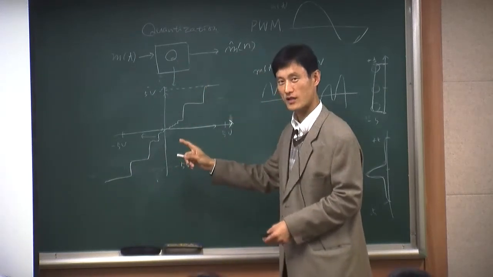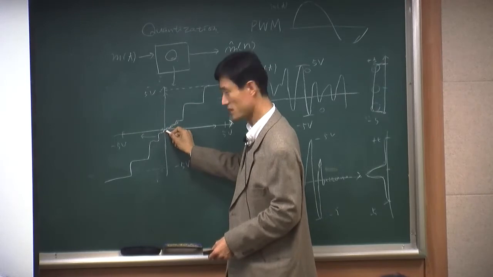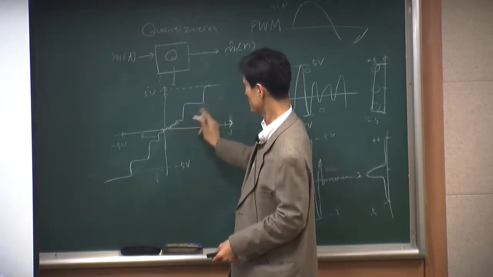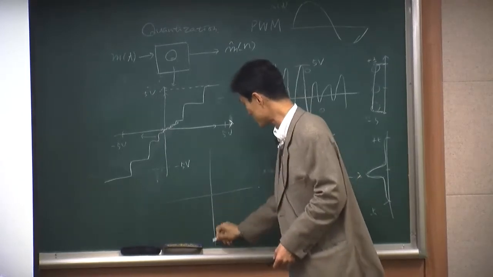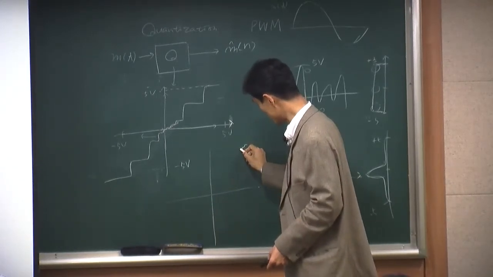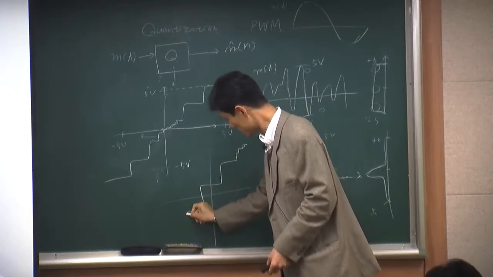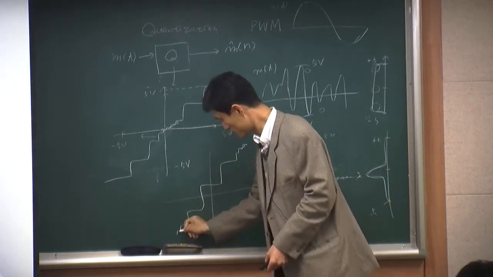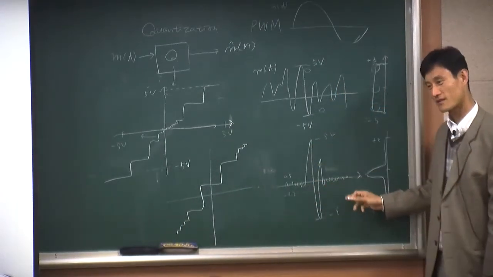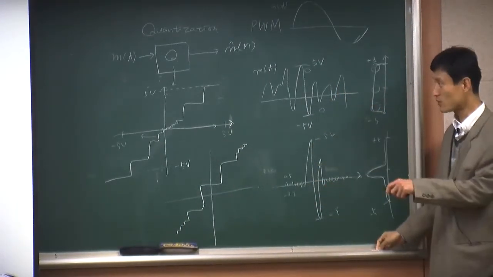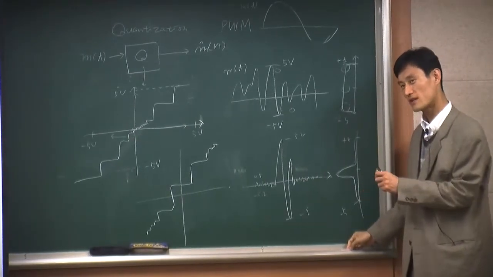This one is non-uniform. You have small steps in the middle and big steps on the side. The second one is the opposite: you have small steps on the sides, and in the middle you have big steps. Which one works better for this signal? This one works best, right? Why is that?